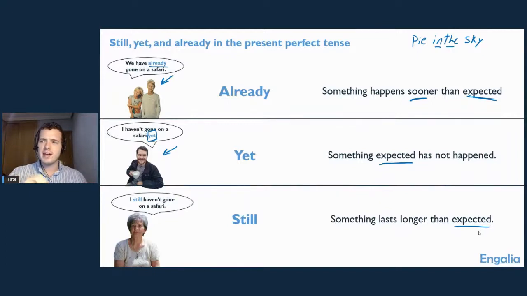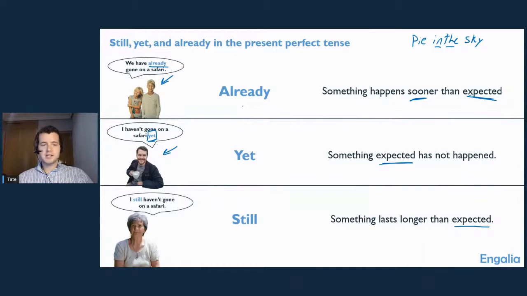Raimonda, you have written an excellent sentence. It says, I have already gone to Belgium, right? So Raimonda has gone to Belgium earlier or sooner than she expected to go. Perfect. Excellent, Raimonda. Very good.